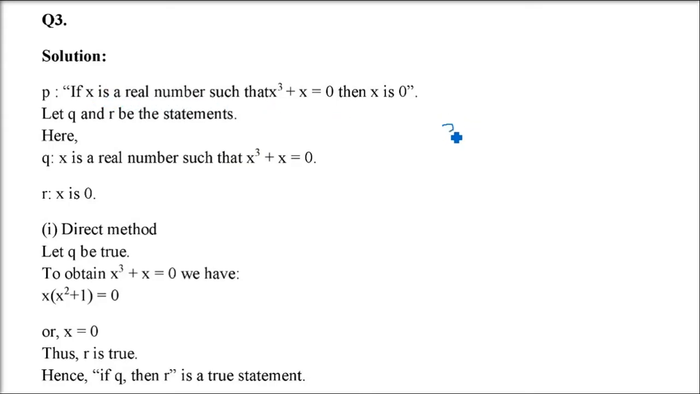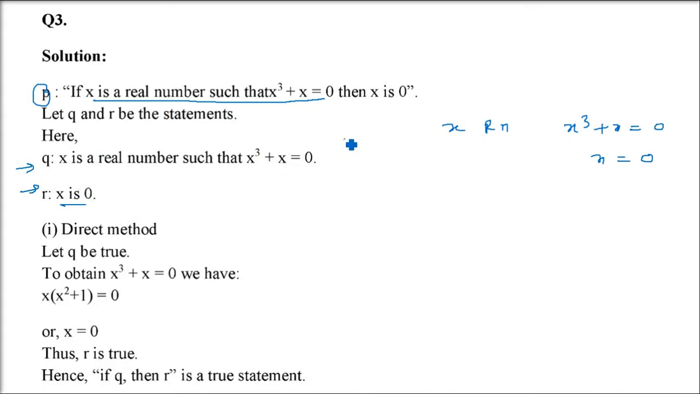So first divide them into proper statements. First we are saying x is a real number, x cube plus x equals 0. If p is the given statement, let us divide it into the required component statements. One we can take as q, one as r. q we can take as x is a real number such that x cube plus x equals 0. And r you can take as x is 0.